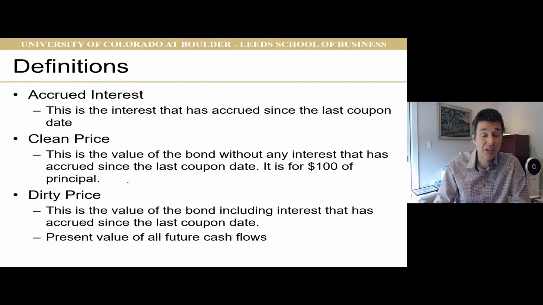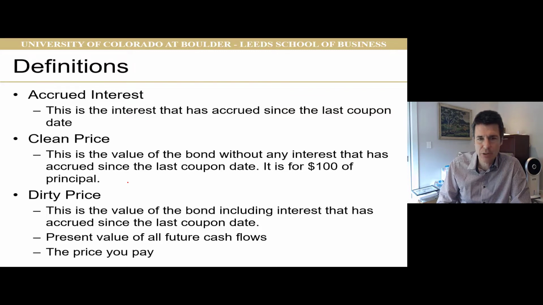Now the dirty price is also the present value of all future cash flows. So if I buy a bond right now that is going to pay a coupon in 2 months, I am buying the entire coupon. And that's in the dirty price. So the dirty price is the price we pay, the present value of all future cash flows, the value of the bond including interest that is accrued since the last coupon date.